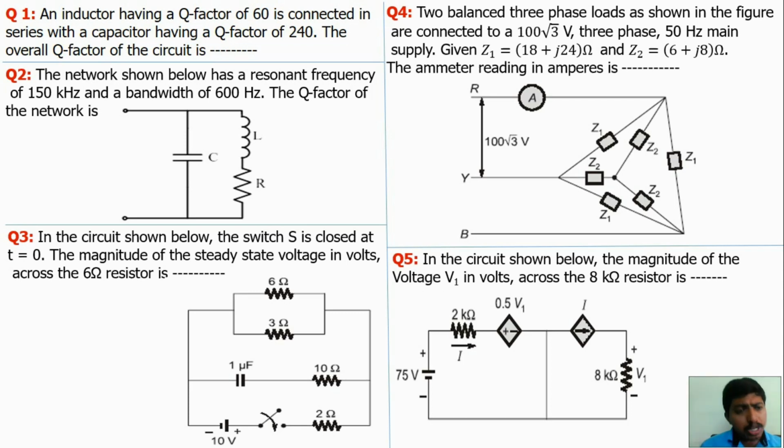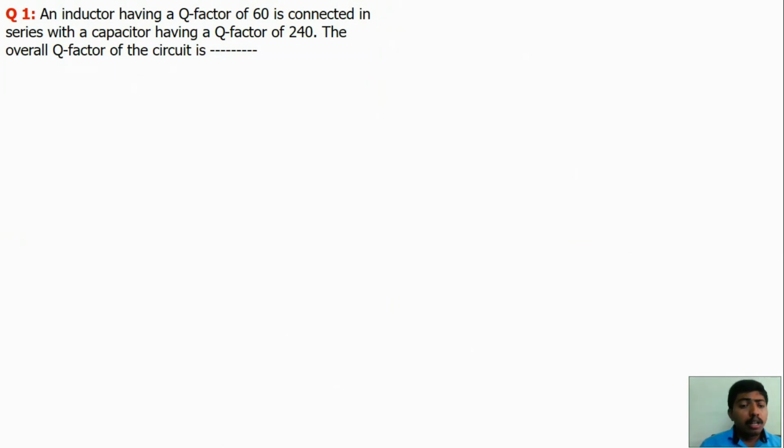So first we solve the first question. The objective of the first question is, here an inductor and a capacitor are connected in series. The quality factor of the inductor and the quality factor of the capacitor are given as 60 and 240. We have to find the overall quality factor of the circuit. We already discussed the resonance concept, so just refer to the resonance concepts video.